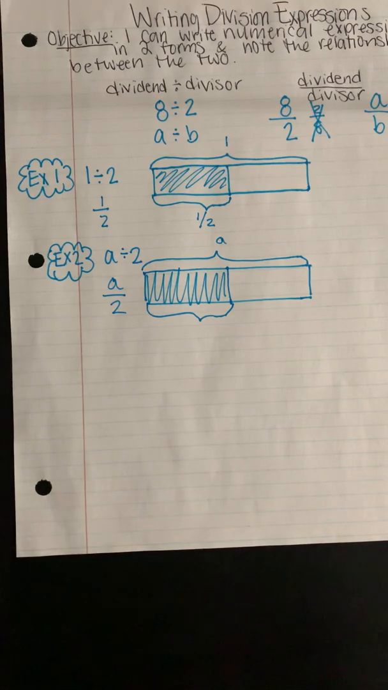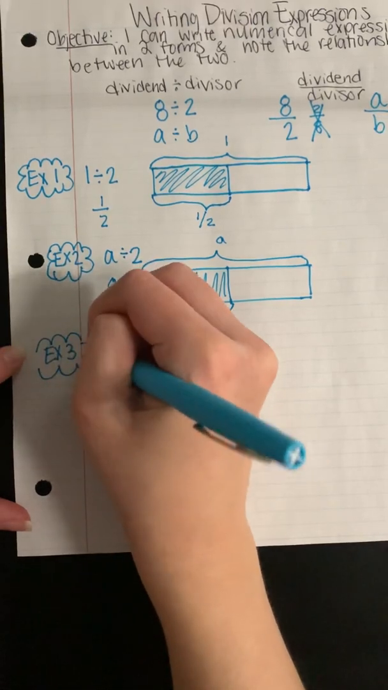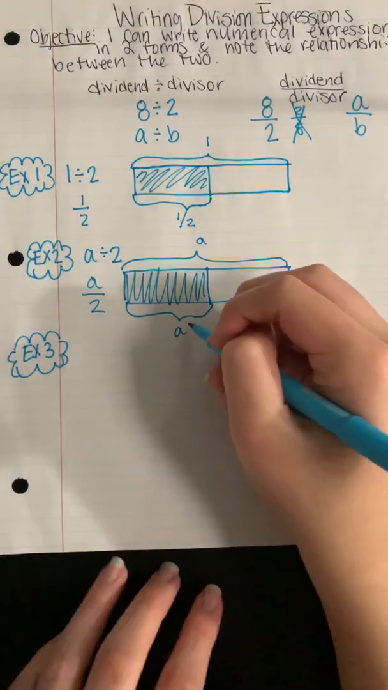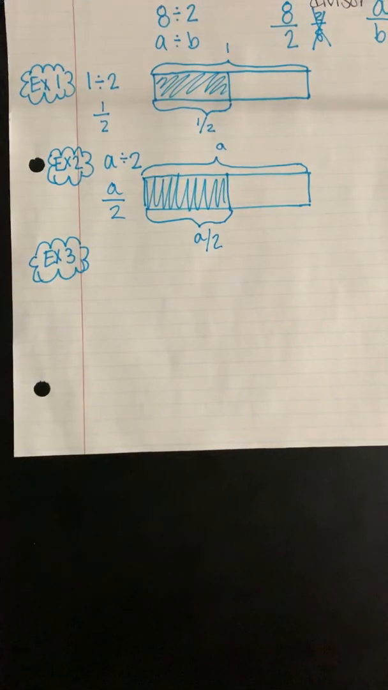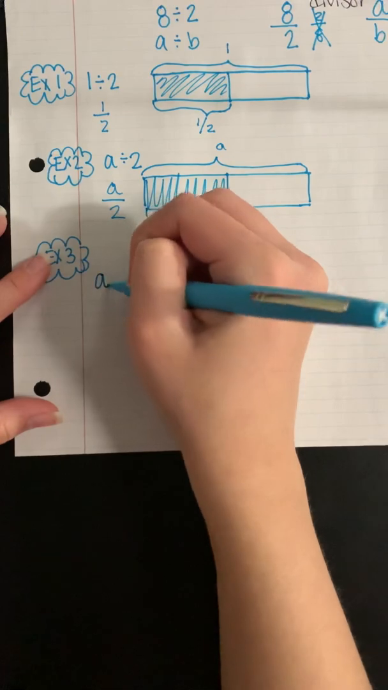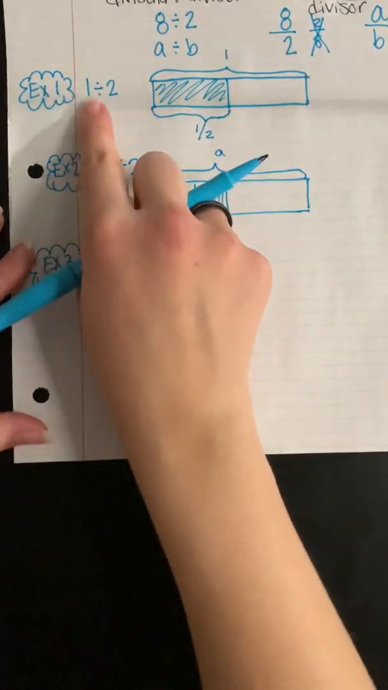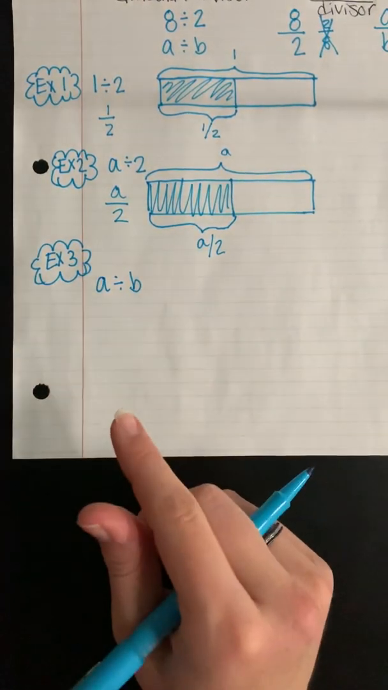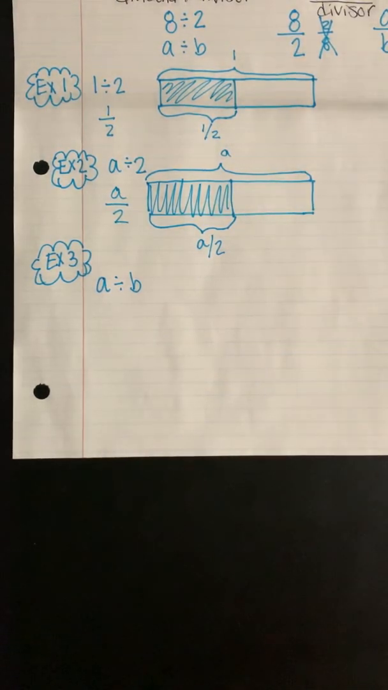For example 3, we will write an expression showing two variables, A divided by B. So you can see the progression here. We had both numbers, then one letter and one number, now we have two letters. Okay, so we have two variables, but we want to write this without using that division symbol.